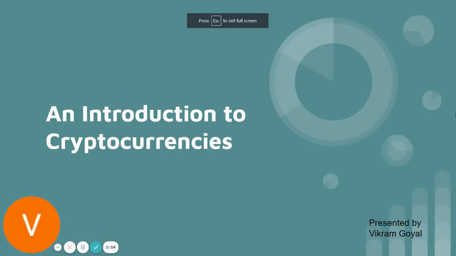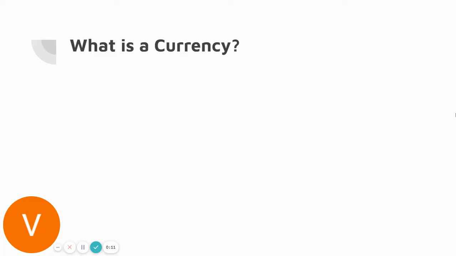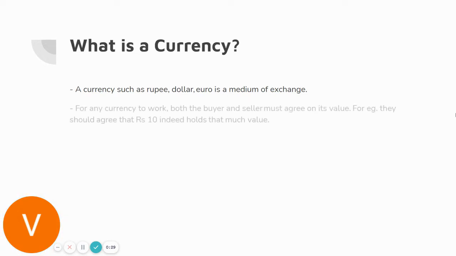Hello everyone. In this video, I'll be giving you a basic introduction on cryptocurrencies and crypto exchanges. Before we talk about cryptocurrencies, let us spend a minute to understand what currency is. Any currency, such as a rupee, dollar, euro, is a medium of exchange. Medium of exchange is nothing but an intermediary instrument that facilitates the sale, purchase, or trade of goods between parties.